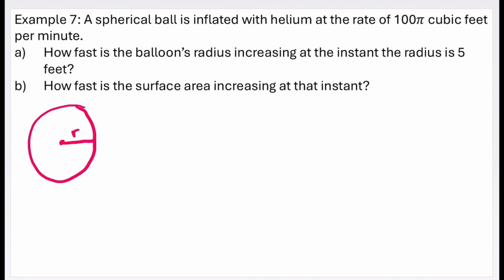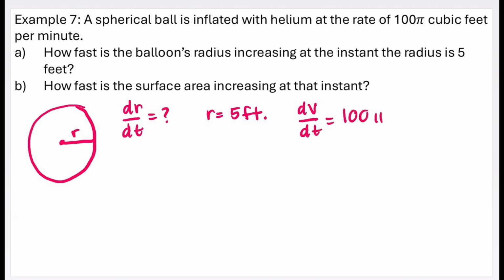And first we're going to be talking about how fast the balloon's radius is increasing at the instant when the radius is 5 feet. So we're looking for dr over dt. That's our question, specifically when r is 5 feet. It's a big balloon. And it's being inflated with helium at a rate of 100 pi cubic feet per minute. So that's going to be my dV over dt. It's the rate the volume is changing. So 100 pi feet cubed per minute.